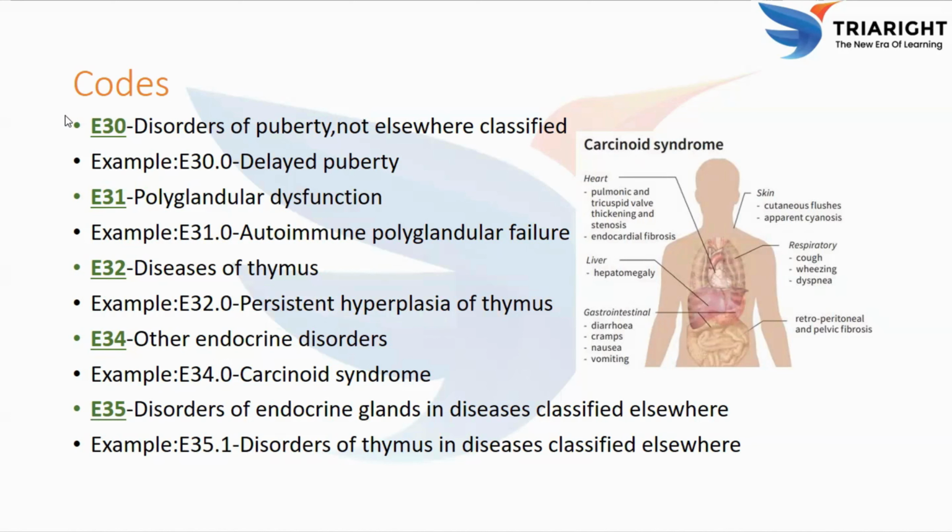So the code range E30 to E35 covers rare or specific endocrine conditions related to puberty, thymus function, multiple gland disorders, and other unclassified endocrine abnormalities. So E30, disorders of puberty not elsewhere classified. What do you mean by it? So disorders of puberty. What is puberty?